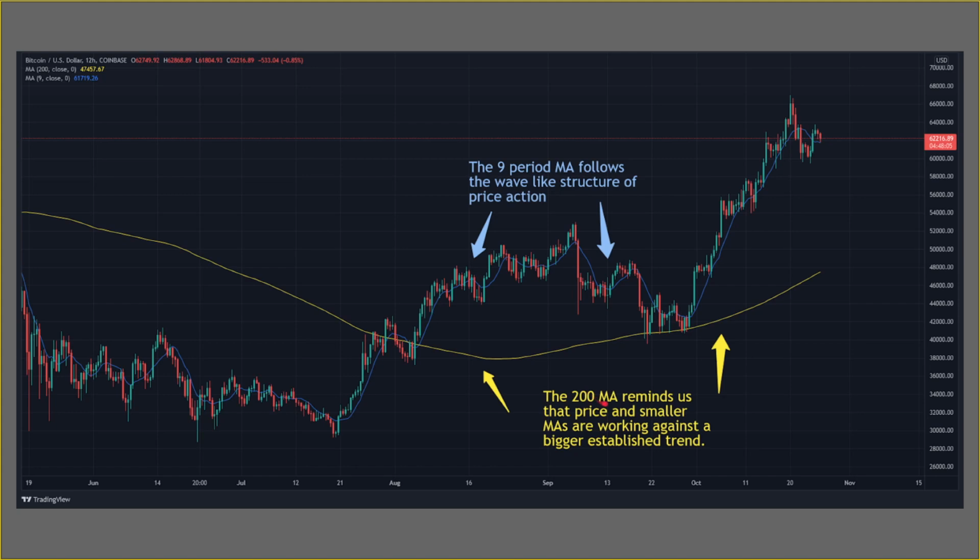Now, the 200 moving average in this instance reminds us that price and smaller moving averages are working against a bigger established trend, right? We're starting to see the overall trend was still down, because this is resulting from the price action in May, June, July, where it was, for the most part, pretty much down. Prices were going down during this time period. So the moving average is factoring in all that price action, and it's moving downwards.